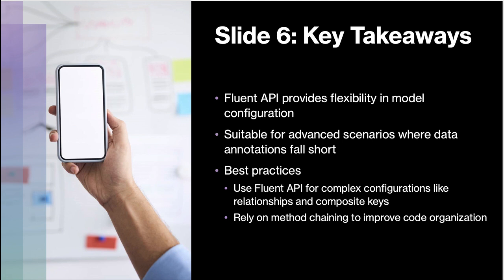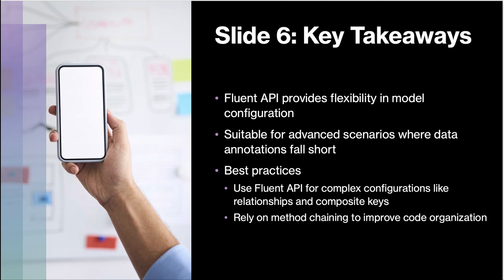To wrap things up, let's go over a few key takeaways. Fluent API gives you flexibility to configure models, relationships, keys, and much more. It's particularly useful when data annotation falls short. So be sure to leverage method chaining to simplify your code and make it more readable.